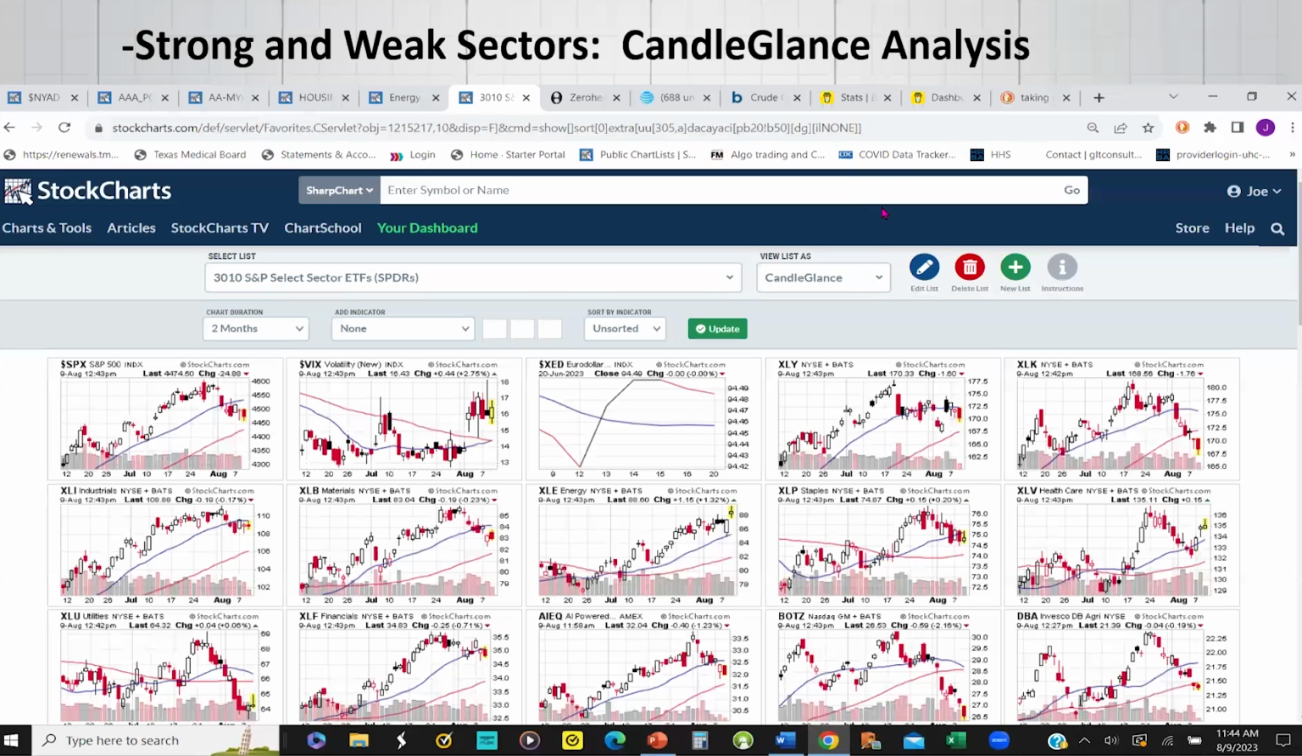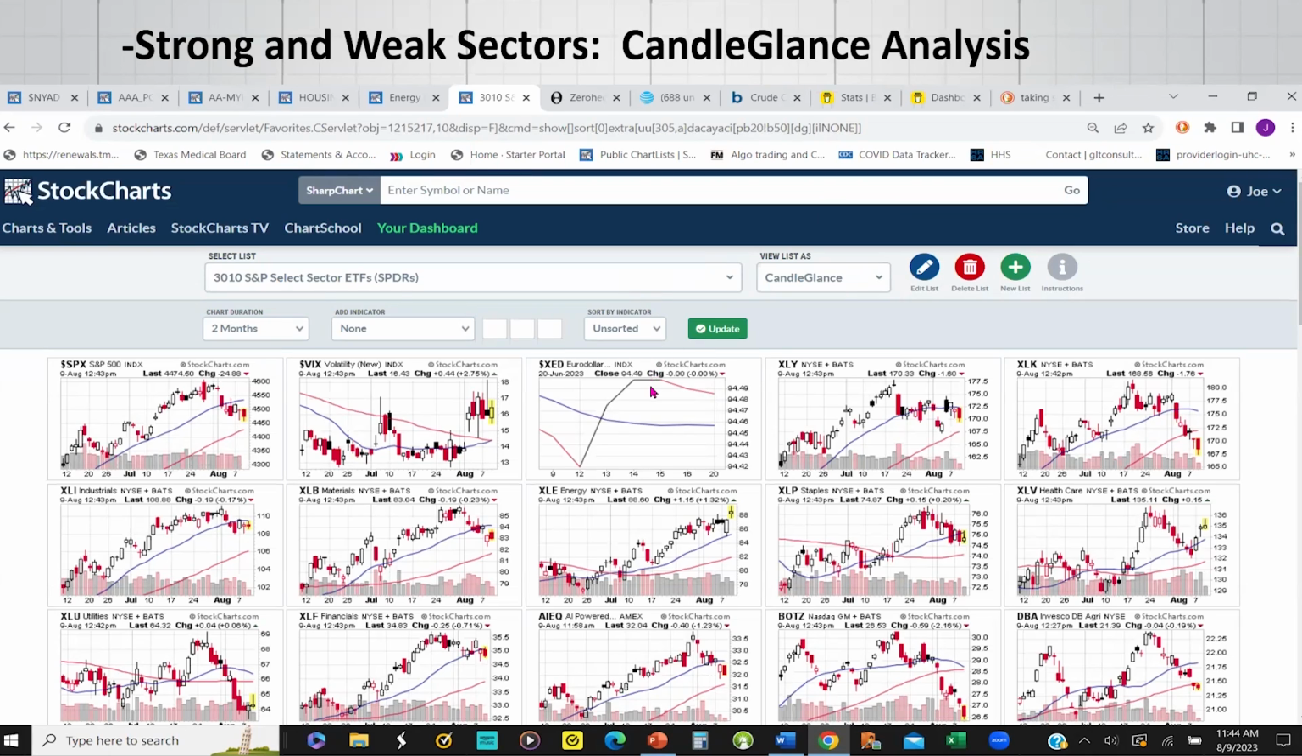So what we want to do is start with our screening tool. And of course, one of my favorites is the preset 3010 S&P Select Sector ETFs, which you can find on Stockcharts.com under charts and tools, and then you go through your chart list. This is a preset, so you don't have to do anything.